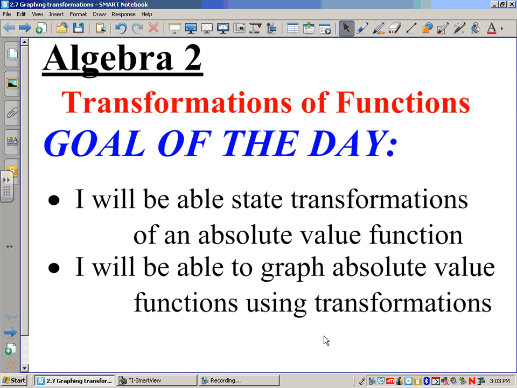Today we're going to talk about transformations of functions. You should be able, at the end of today's lesson, to state transformations of an absolute value function, and you're going to be able to graph absolute value functions using transformations.